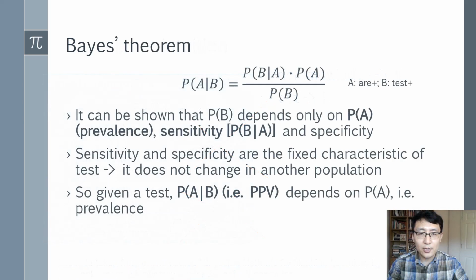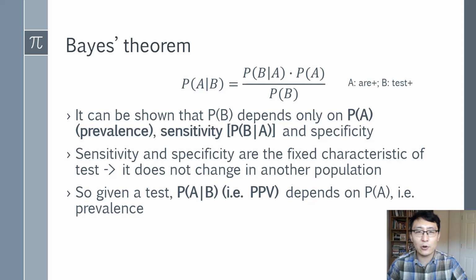Okay, so let's get back to the formula for Bayes' theorem. Let's suppose that event A is R plus, that you are indeed immune to the virus. B is test positive, which is that the antibody test predicts that you are positive.